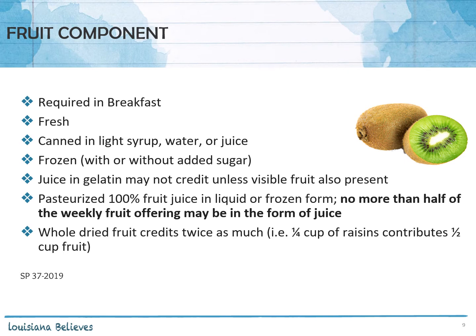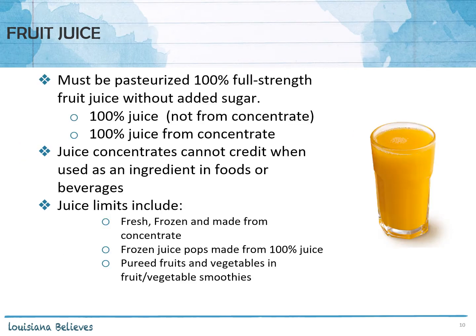Fruit and gelatin may not credit unless visible fruit is also present in the gelatin. Dried fruit credits as twice the volume of the fruit. For example, 1/4 cup of raisins credit as 1/2 cup of fruit. Fruit juice must be pasteurized, 100% full-strength juice, and can either be from concentrate or not from concentrate.